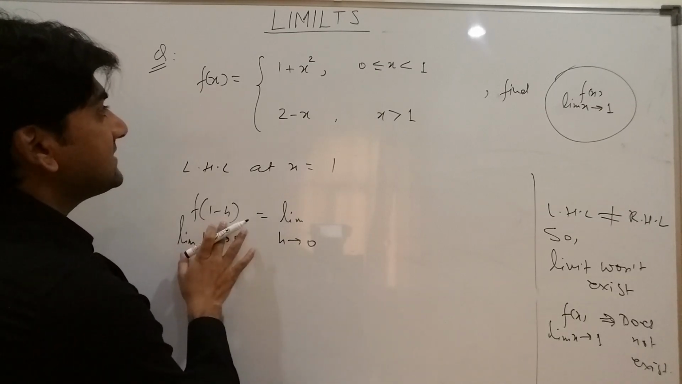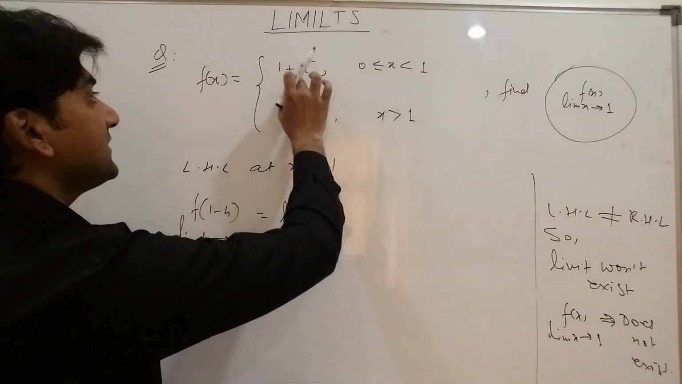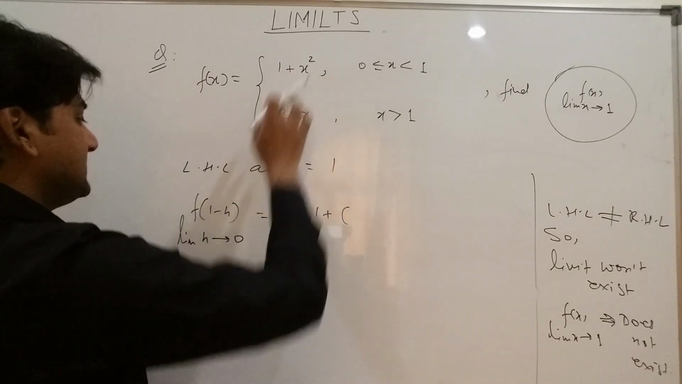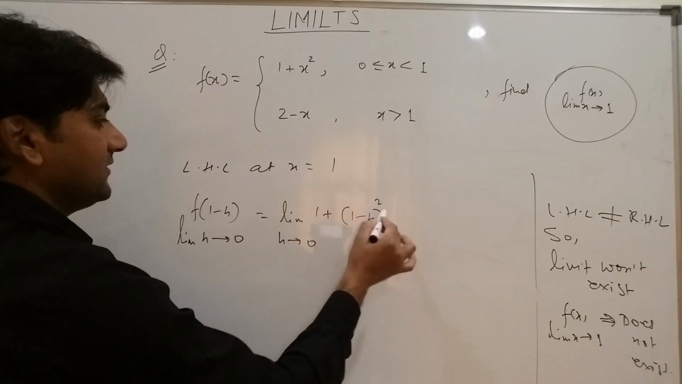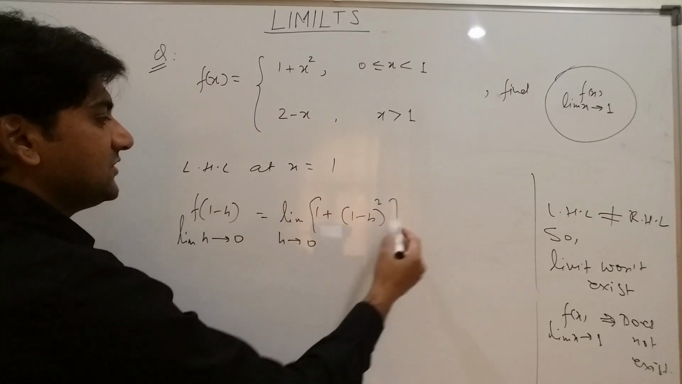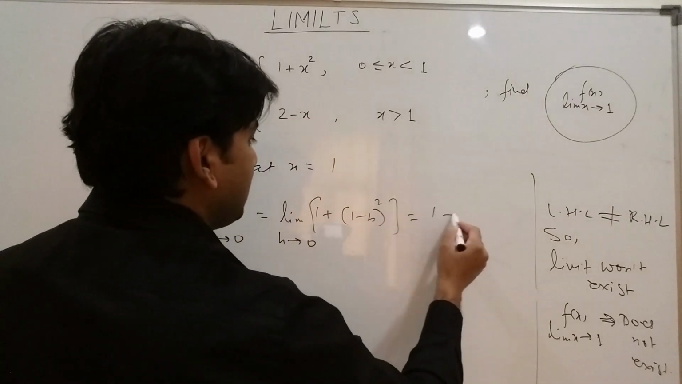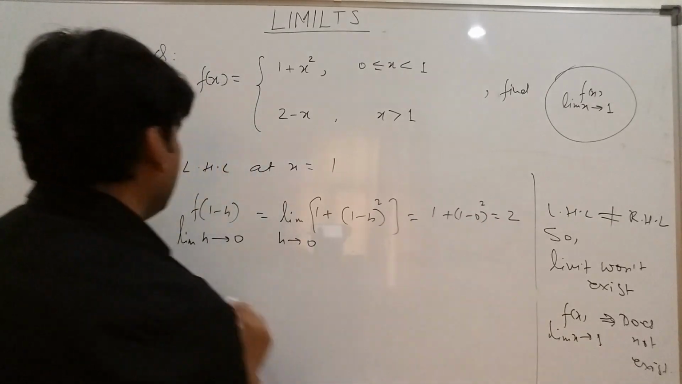Now f of 1 minus h, which function do you have to take? 1 minus h, so this function you have to take. So you will write 1 plus 1 minus h whole square, and you have to put 0 here. Now h is 0. So this is 1 plus 1 minus 0 whole square, which is 2.